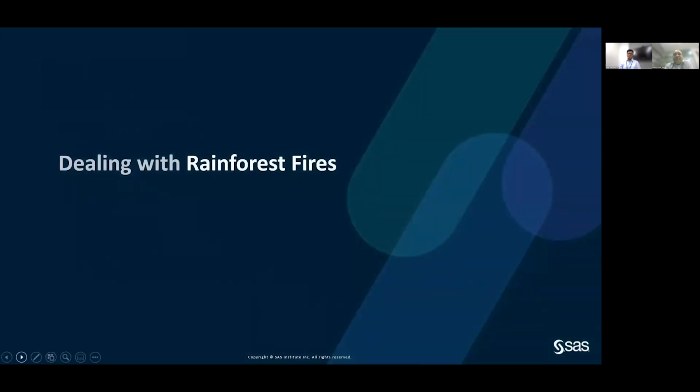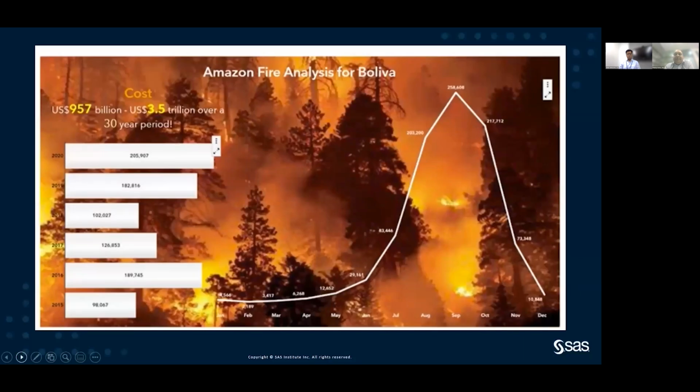So first off, let's start to talk about the Amazon rainforest. And I have a very quick infographic for you. Now, as we already mentioned, fire is one of the drivers of deforestation in the Amazon basin. And just in about 2019, about 20 million acres of Amazon were devastated by fires.